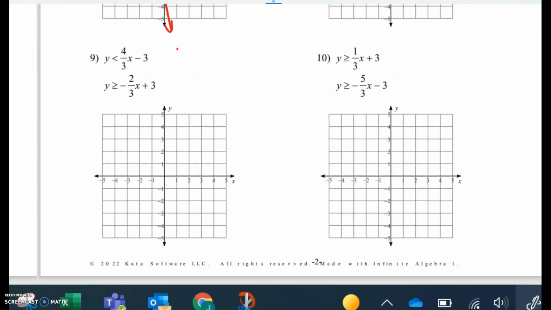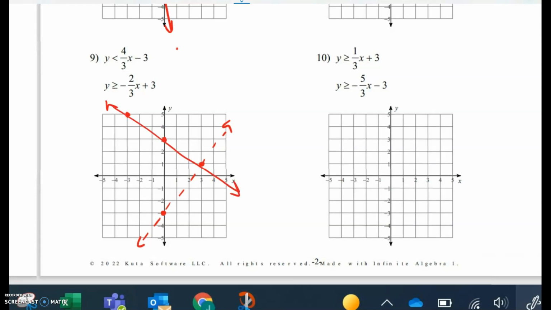All right, let's try number 9. Okay, so we're going to graph it. The y-intercept is at negative 3. The slope is 4/3. 1, 2, 3, 4. 1, 2, 3. This should be a dotted line. All right, moving on to the second. Positive 3 is the y-intercept. The slope is negative 2/3. 1, 2, 1, 2, 3. This should be a solid line.